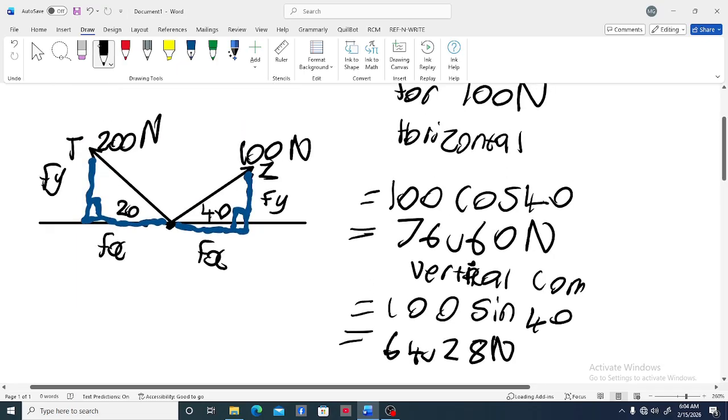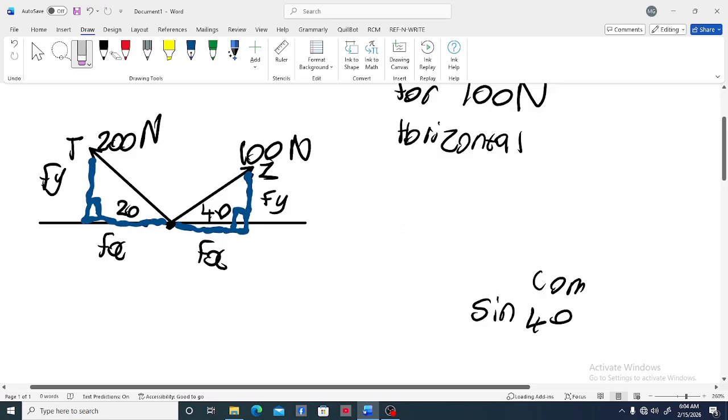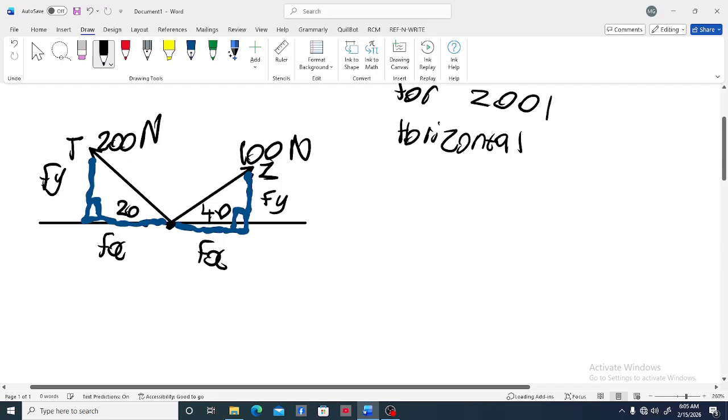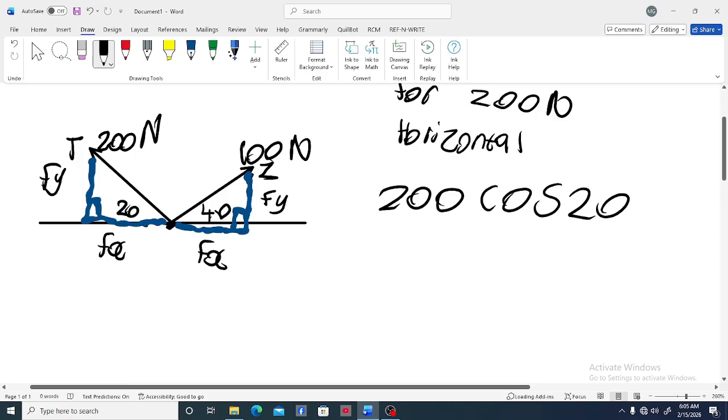And then similarly, we can do this for the 200 Newton force as well. How would we do that? So the horizontal component for the 200 Newton force, you just say 200 cos the angle inside the triangle, which is 20. What is 200 cos 20? I'm getting 187.94 Newtons on my calculator.